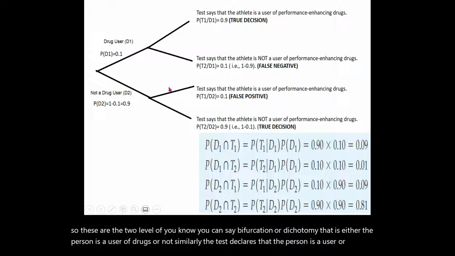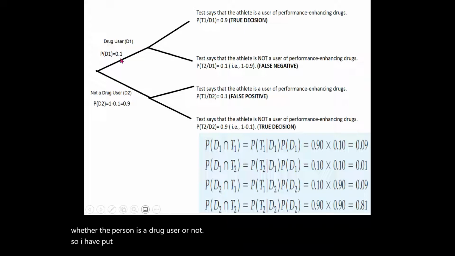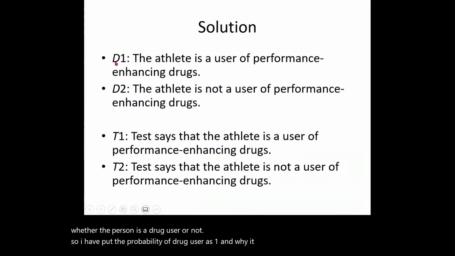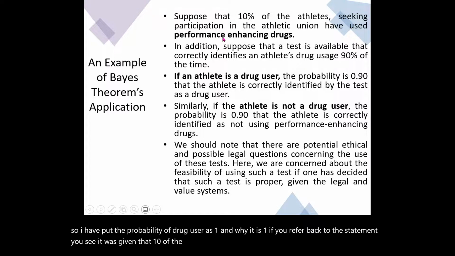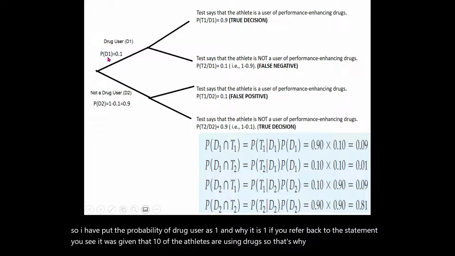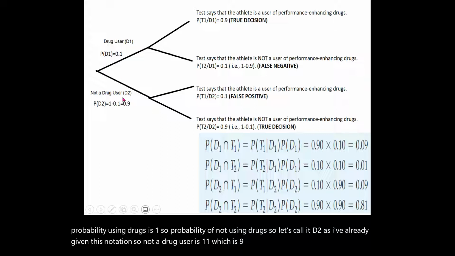Once we put these in the form of a tree diagram, you see what I have done: the initial bifurcation is whether the person is a drug user or not. I have put the probability of drug user as 0.1. And why is it 0.1? If you refer back to the statement, it was given that 10% of the athletes are using drug. So that's why I've written here that the probability of using drug is 0.1. The probability of not using drug, D2, as I have already given this notation, is 1 minus 0.1, which is 0.9. So 10% are drug users and 90% are not drug users.